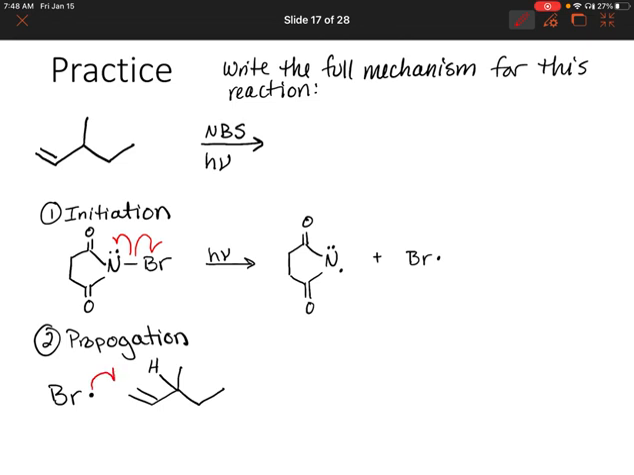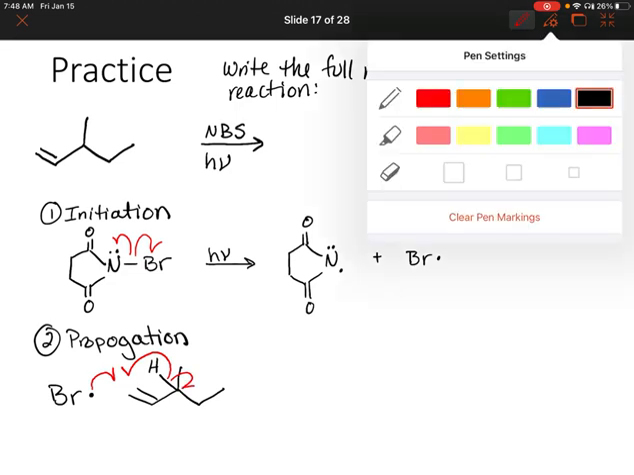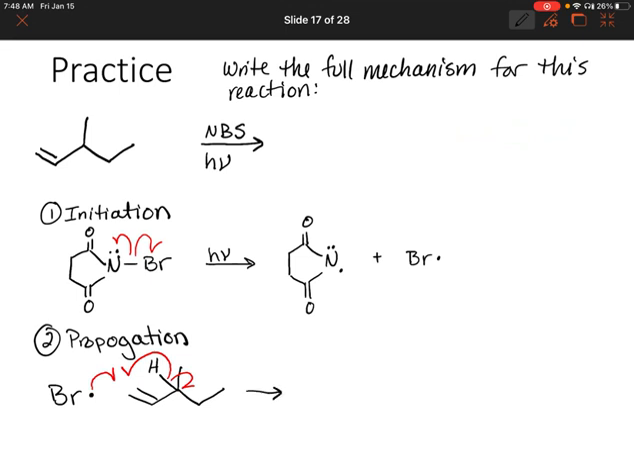Our single electron from bromine is going to pair up with one of the electrons from the covalent bond between hydrogen and carbon. Then the other electron on that covalent bond will go to the allylic carbon. So we end up forming HBr as one of our products, or one of our intermediates, I should say. And next we form our allylic radical.